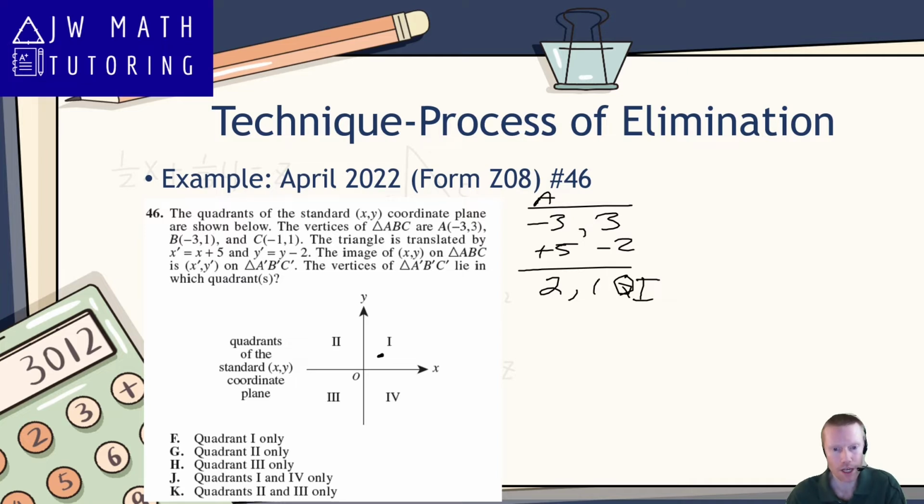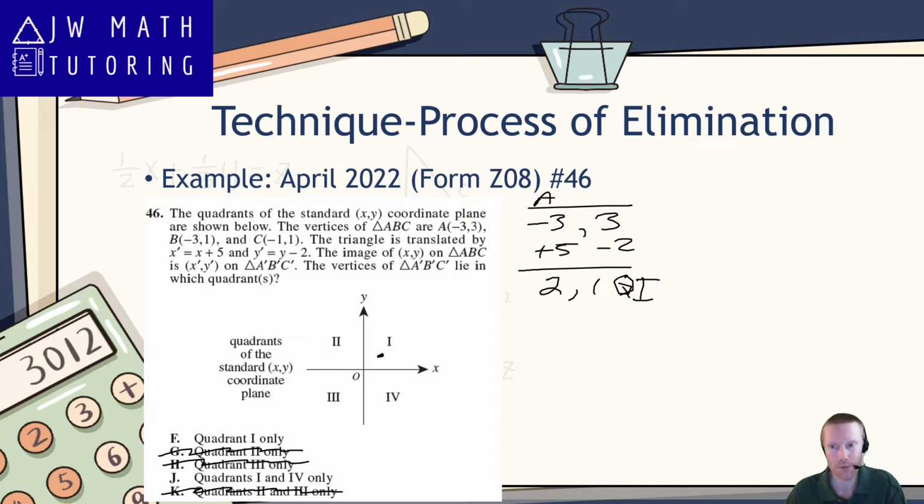So notice right away, we can eliminate this, we can eliminate this, and we can eliminate this. So at this point, if you were really running out of time, you could at least now guess between two of them. But we don't need to spend a lot more time figuring out what the correct answer is.